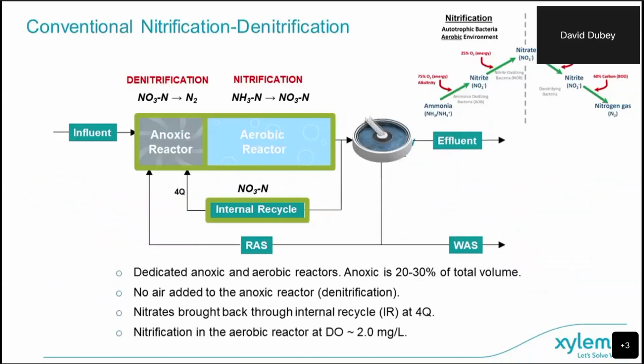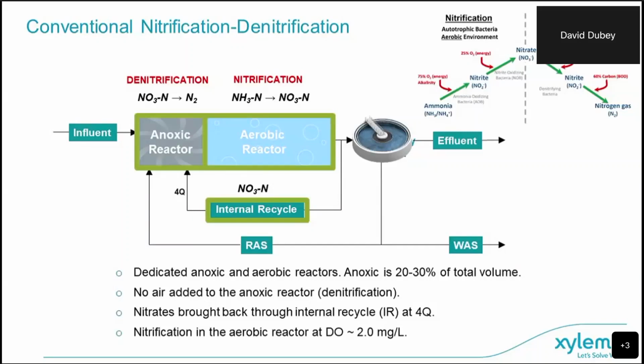So, conventional nitrification denitrification: because we need food for the denitrifiers, we have to have that first, before all the food is used up. So typically what we have is an anoxic reactor first, with recycled nitrates from the aerobic reactor. So the nitrates get broken down in here. And then after the anoxic reactor, we have aerobic. That's where the ammonia is converted into nitrates.